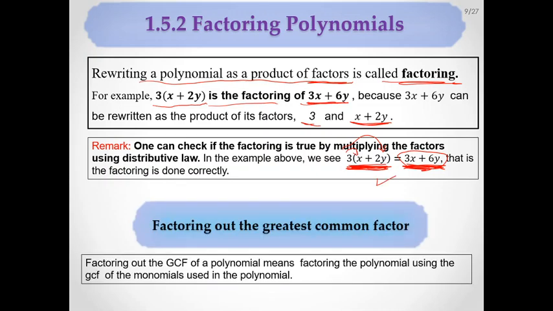So, factoring out the greatest common factor. In the questions, you will see this term here, like factor out the greatest common factor. So what does this mean? Factoring out the greatest common factor of a polynomial means factor the polynomial using the greatest common factor of monomials used in the polynomial.